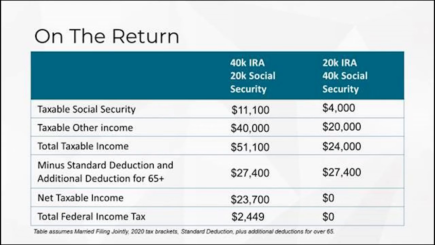Most of that falls into the 10% bracket. A small amount falls into the 12%, so the total tax bill is $2,449. In our other example, we only had $4,000 of taxable Social Security benefits, and when we add that to the $20,000 of IRA withdrawal, we're still below the standard deduction, which means there's no federal income tax at all. And keep in mind, that is a tax efficiency that can last decades in retirement.